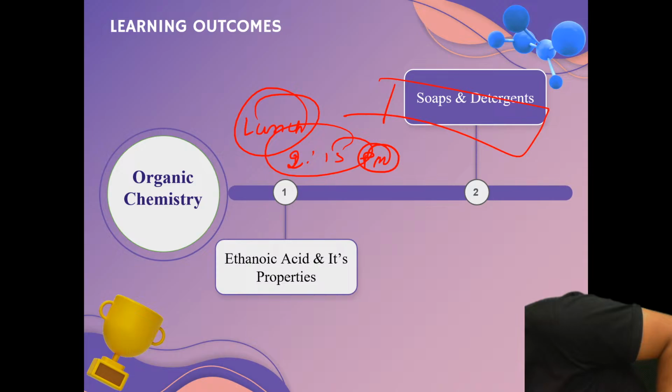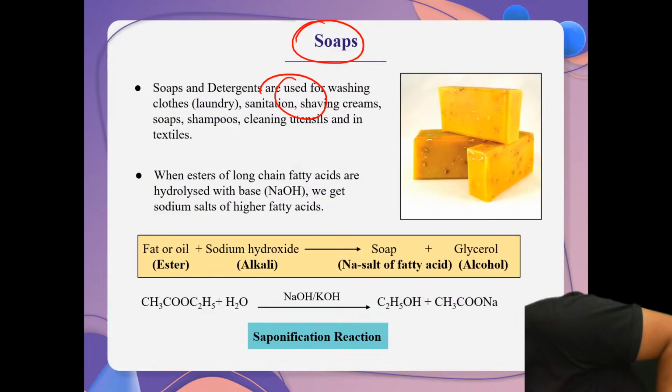Okay, students, come on, let's discuss soap and detergents. Students, we already discussed the esterification reaction, right? Soap is an opposite type of reaction. Soap is nothing but the opposite type, it is the opposite reaction. Yes, my dear students.